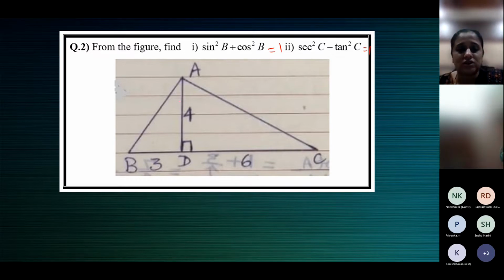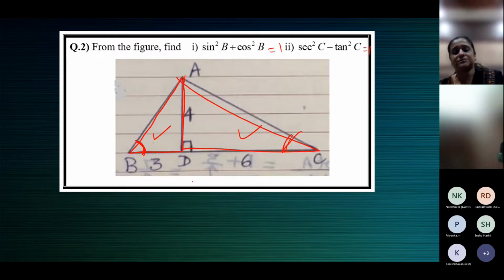So this is about angle B, children. Angle B is in the right triangle ABD. Angle C is in the right triangle ABC. So, two different right triangles. For angle B, you should use this triangle. For angle C, you must use this right triangle. You should not use the whole triangle for anything. You must use only a right triangle.